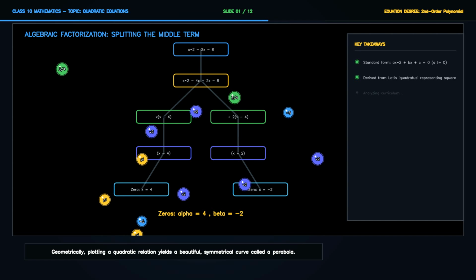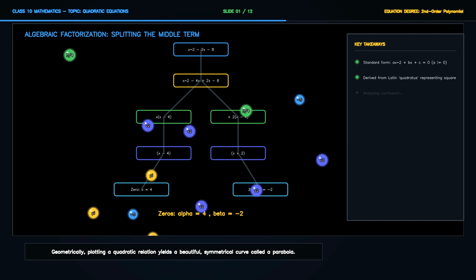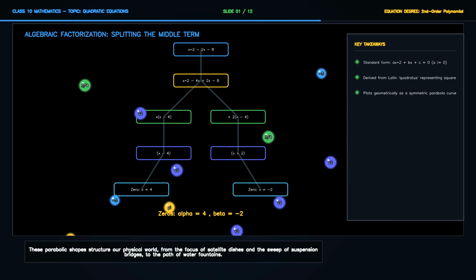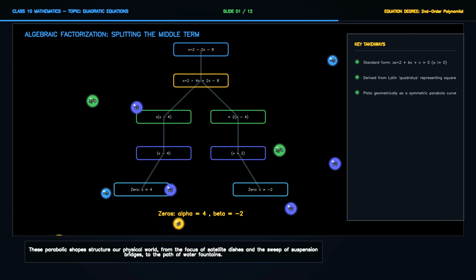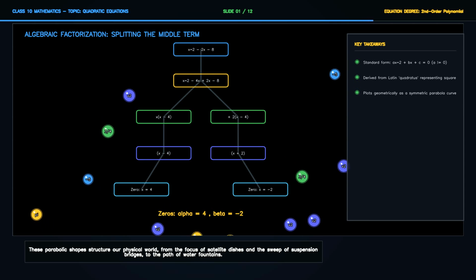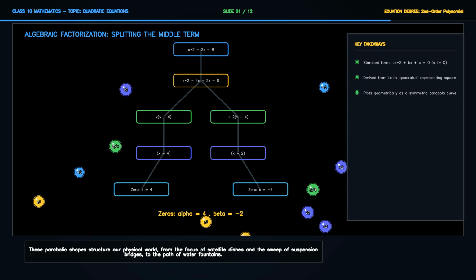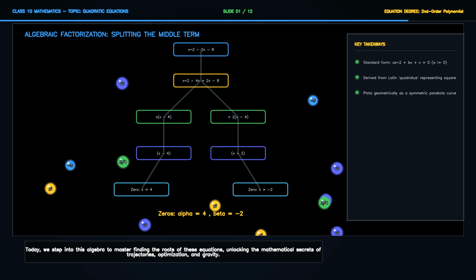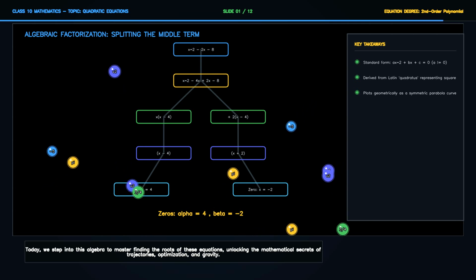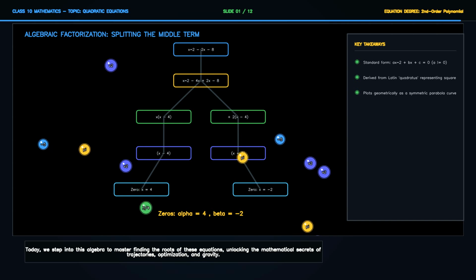Geometrically, plotting a quadratic relation yields a beautiful, symmetrical curve called a parabola. These parabolic shapes structure our physical world, from the focus of satellite dishes and the sweep of suspension bridges to the path of water fountains. Today, we step into this algebra to master finding the roots of these equations, unlocking the mathematical secrets of trajectories, optimization, and gravity.